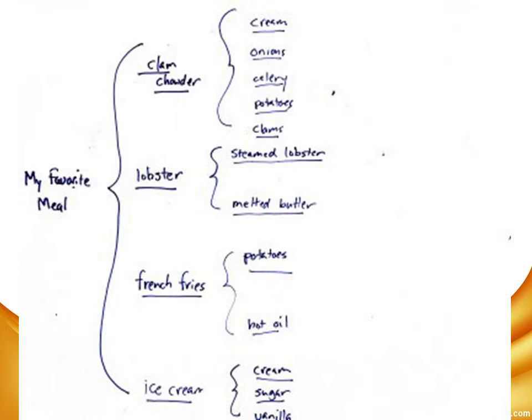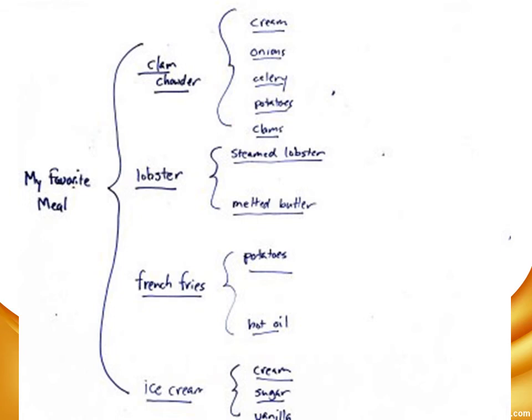This student did a brace map of her favorite meal. Now, if this student had done a map of her favorite foods, then it would most likely be a tree map. However, she did a brace map of her favorite meal. Her favorite meal is a concrete, defined thing. So therefore, you can break it apart, you can take it apart into its parts. Its different parts are clam chowder, lobster, french fries, and ice cream. And then she further subdivided that into the different parts of clam chowder, the different parts of lobster, the different parts of french fries, and the different parts of ice cream.